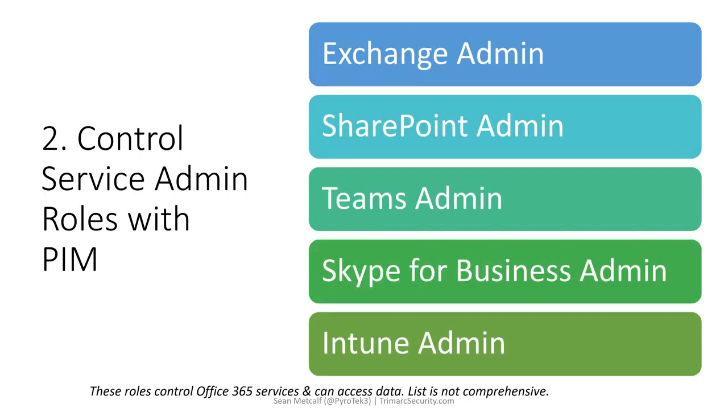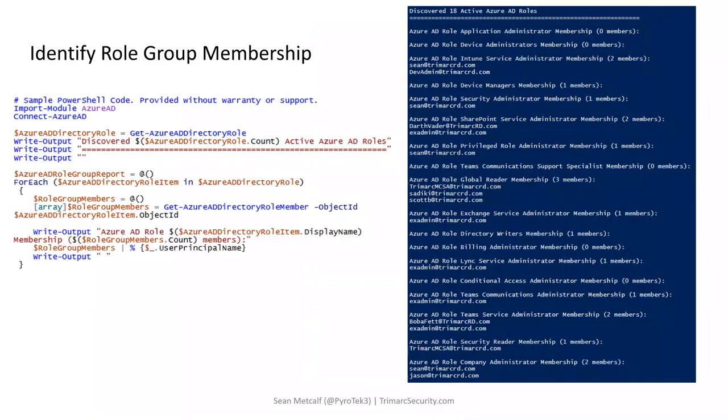Then you move on to controlling service admin roles. These are the ones that control Office 365 services and can access data. Again, not comprehensive, but these are the big ones: Exchange, SharePoint, Teams, Skype, Intune. And so how would you identify your role group membership within an Azure Active Directory?